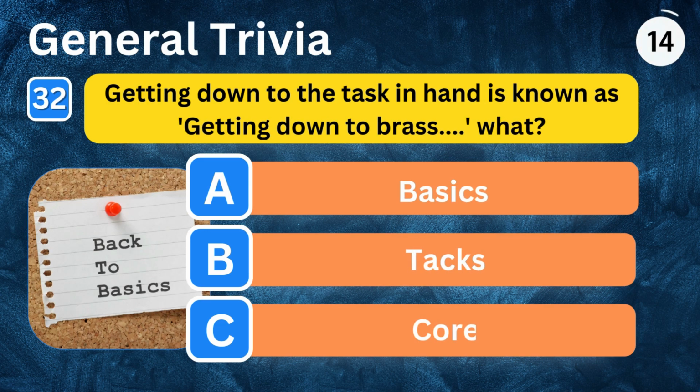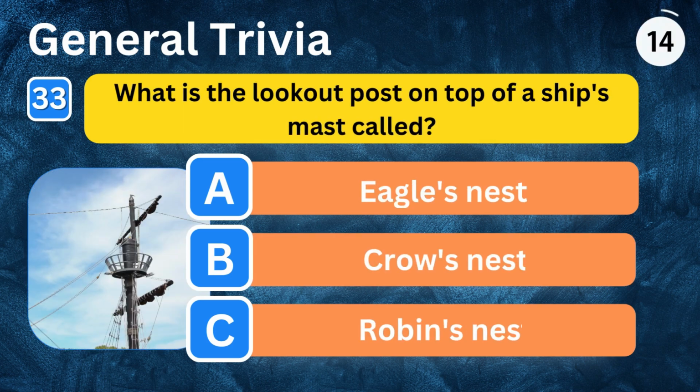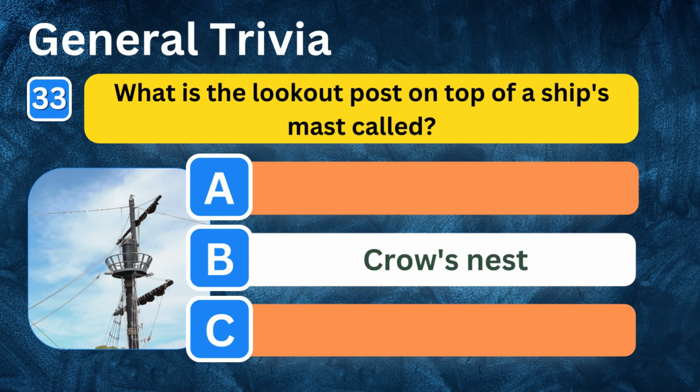Question number 32. Getting down to the task in hand is known as getting down to brass what? Basics, tacks, or core? And it's getting down to brass tacks. Question number 33. What is the lookout post on the top of a ship's mast called? Is it an eagle's nest, a crow's nest, or a robin's nest? It's called a crow's nest.